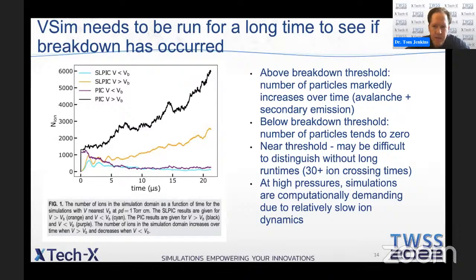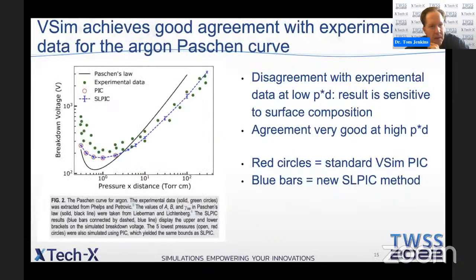You know, clearly the mass ratio of electron to argon is going to be problematic for your dynamics if you're trying to look at the argon physics. So we use speed limited PIC to bring that ratio down a bit. And this is the result. In green, we have experimental data from Phelps. There's the paper I showed earlier. And then in red, we have standard PIC in VSim. And then in blue, we have speed limited PIC. The agreement's quite good, especially at high PD.